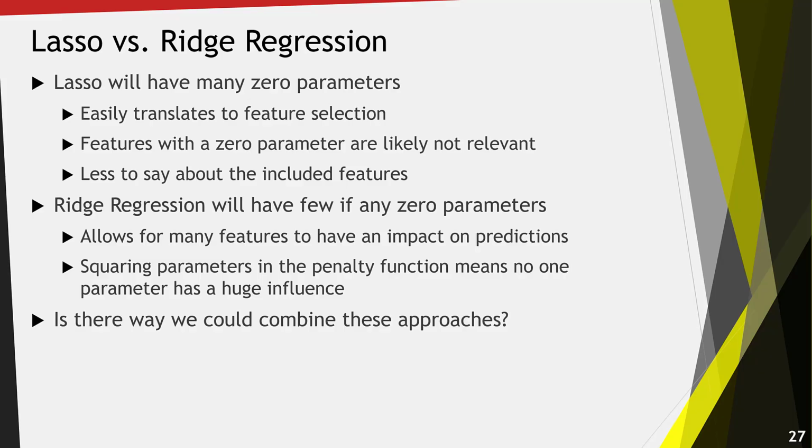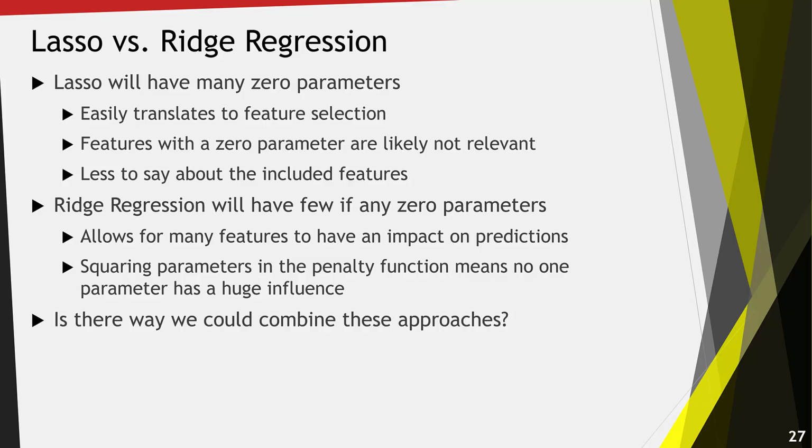So lasso models are going to tend to have many 0 parameters. This easily translates into feature selection. You can just assume that features with a 0 parameter are likely not relevant. It has less to say about how relevant the features it decides to include are. Ridge regression will have few, if any, 0 parameters. This allows for many features to have an impact on your predictions, and it tends to produce models that have less variability when your features are strongly correlated with each other.